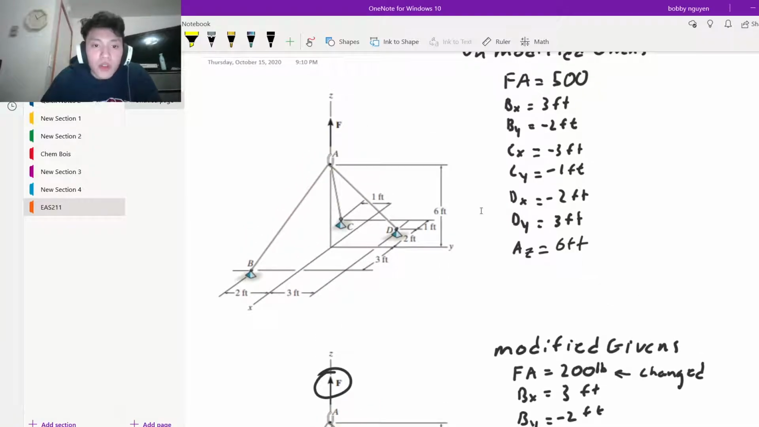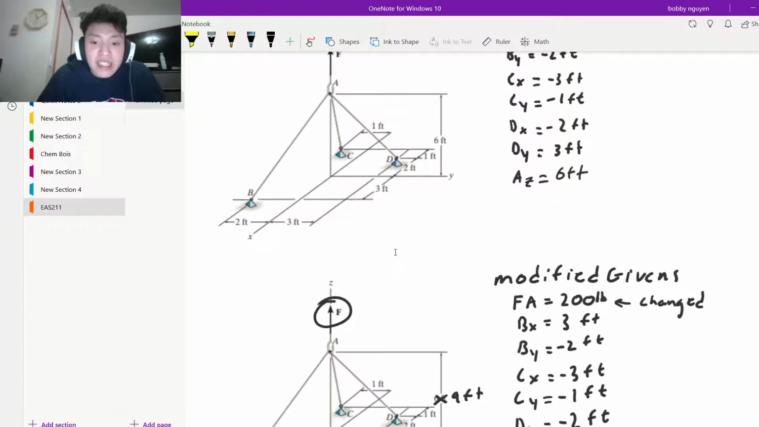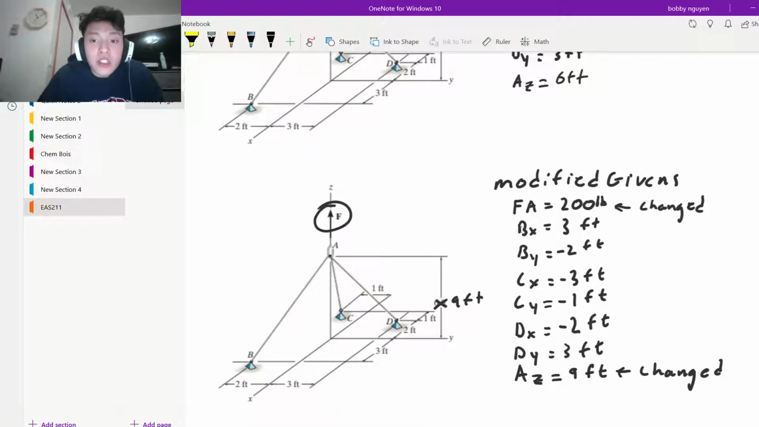So for the unmodified version, the force in the z direction is 500 pounds. Ooh, almost forgot to put pounds there. And the height is 6. For my modified version, I changed the force F to 200 pounds, and I changed the height of all the ropes in the z direction to 9 feet.